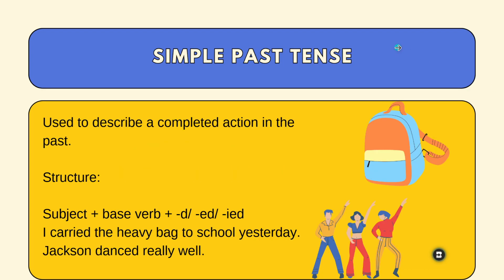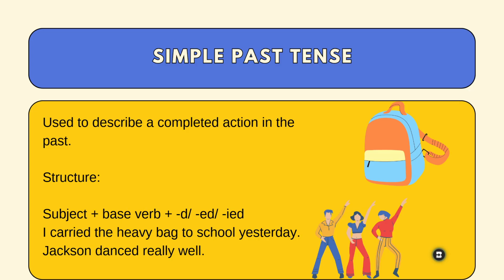Let's look at simple past tense. Simple past tense is used to describe a completed action in the past. So the action is over, it's already done. The structure that you use for simple past tense is subject plus the base verb plus D or ED or IED if it is a regular verb.